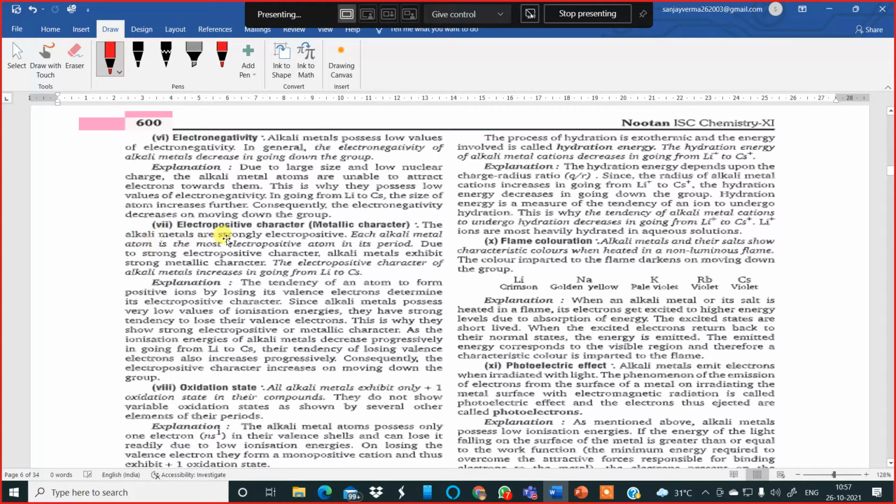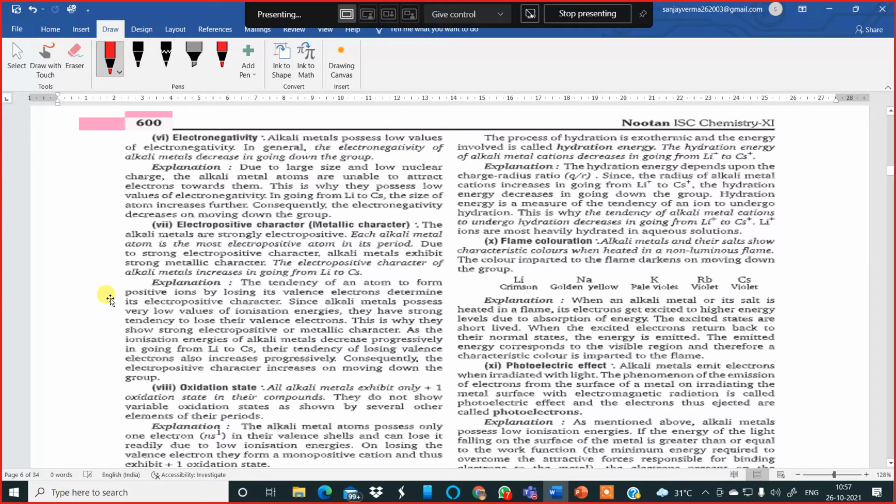Then electropositive character. The alkali metals are strongly electropositive. Each alkali metal atom is the most electropositive atom in its period. Due to this strong electropositive character, alkali metals exhibit a very strong metallic character. Of course, the electropositive character of alkali metals increases in going from lithium to cesium.